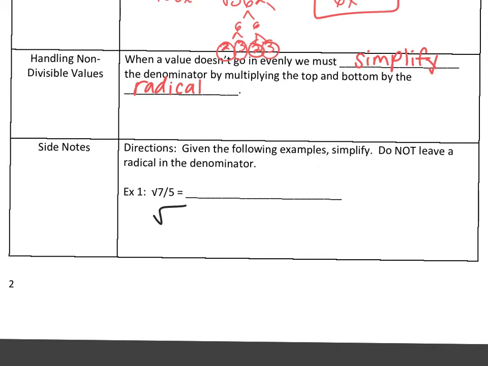So this is basically just square root of 7 divided by square root of 5. Will 7 over 5 simplify? No, there's not two numbers that will go into both of those. So we can't simplify 7 over 5. However, we know we cannot leave a radical in the denominator. Okay? So to get rid of our radical, we're just going to multiply by it. So our radical on the bottom is square root of 5. So I'm going to multiply both the top and the bottom by the square root of 5.